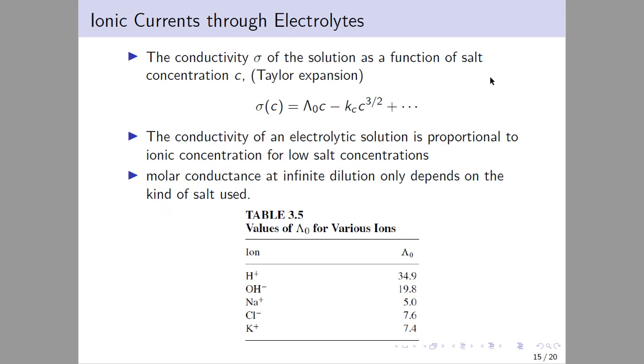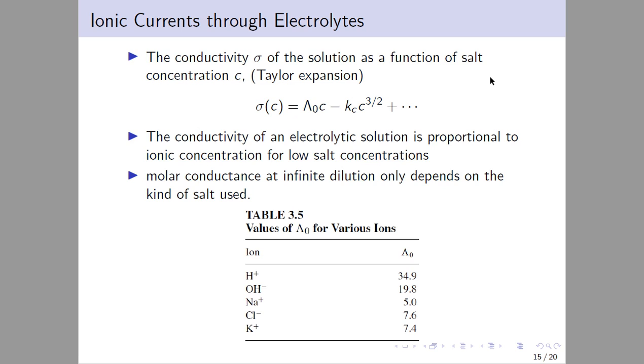Okay, conductivity sigma of the solution as a function of salt concentration. So here conductivity of this solution. So these are just a Taylor expansion. So we can see the Taylor expansion. We have the equation sigma c equals kappa c minus k c to the 3 over 2.